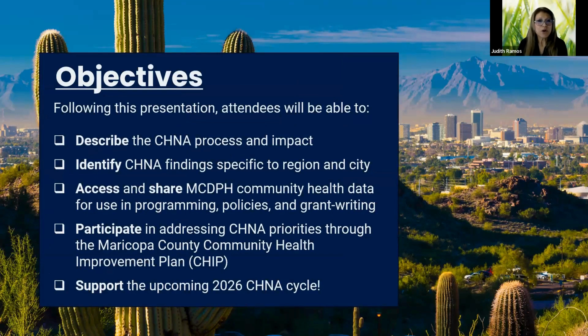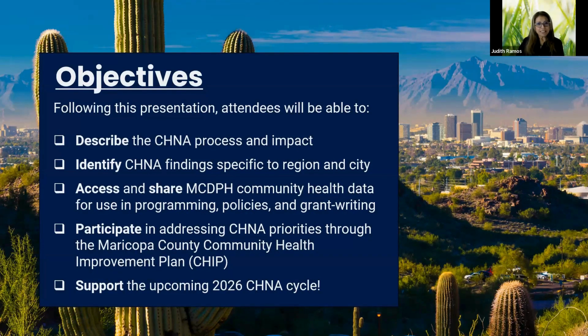So here are our objectives. Following this presentation, we're going to do a brief overview and review the survey results. But we're also going to spend some time describing the entire Community Health Needs Assessment process and the impact it has on our community. We are also going to identify all of the findings by region and by city in your respective areas. Even though it's a regional overview, we do have some more detailed information about some of the cities that participated in the Southeast region.